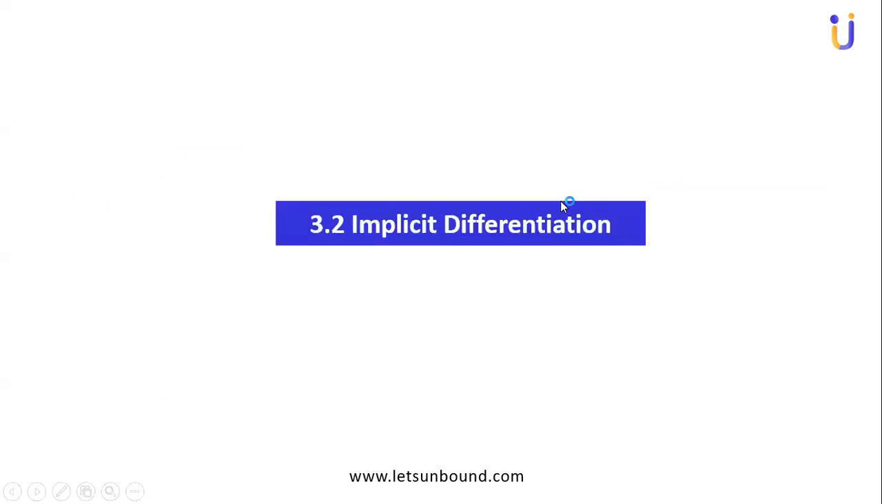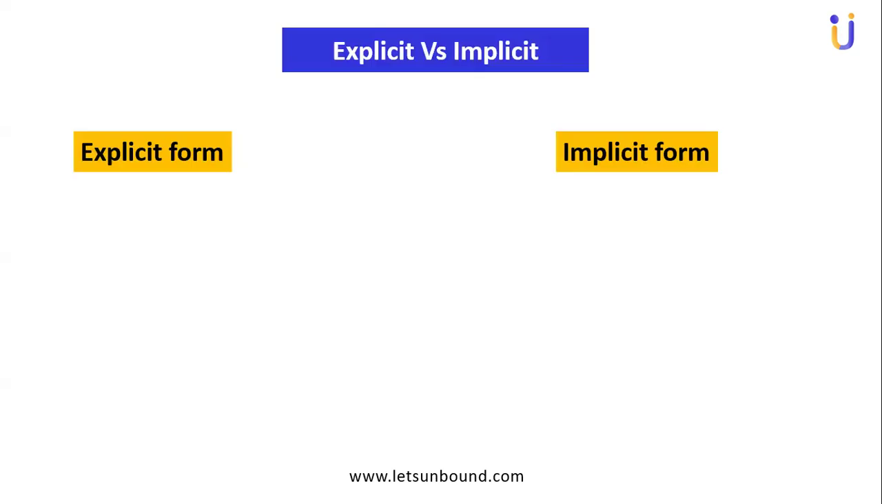Now into the second topic: implicit differentiation. It's a very important thing. Let's get into this. First, let's see what is explicit and what is implicit. Explicit makes more sense, where one variable is expressed in terms of the other. For example, y is equal to 4x minus 1. This is explicit form: y is completely on one side, x is completely on the other side. Most of the time we come across this.